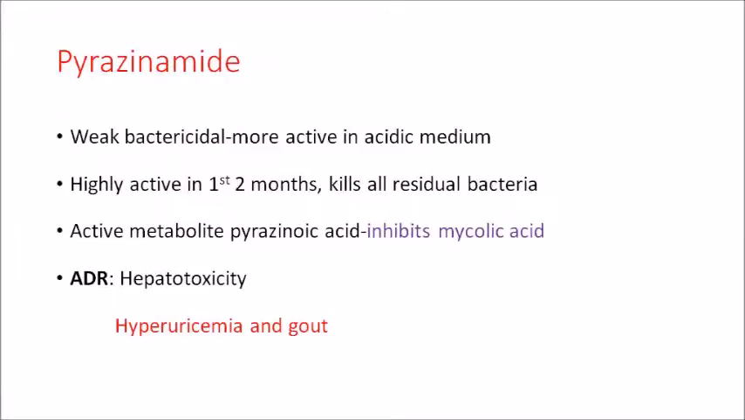Okay. Next is pyrazinamide. Pyrazinamide is also a bactericidal. It is a weak bactericidal. It is more active in acidic medium. This drug is very active in the first 2 months of administration. It kills all the residual bacteria. Its mechanism of action is it gets converted into a metabolite called pyrazinoic acid, which inhibits the mycolic acid, just like the isoniazid. Most common adverse reaction is hepatotoxicity. It also causes hyperuricemia and gout. Hyperuricemia and gout you should remember.